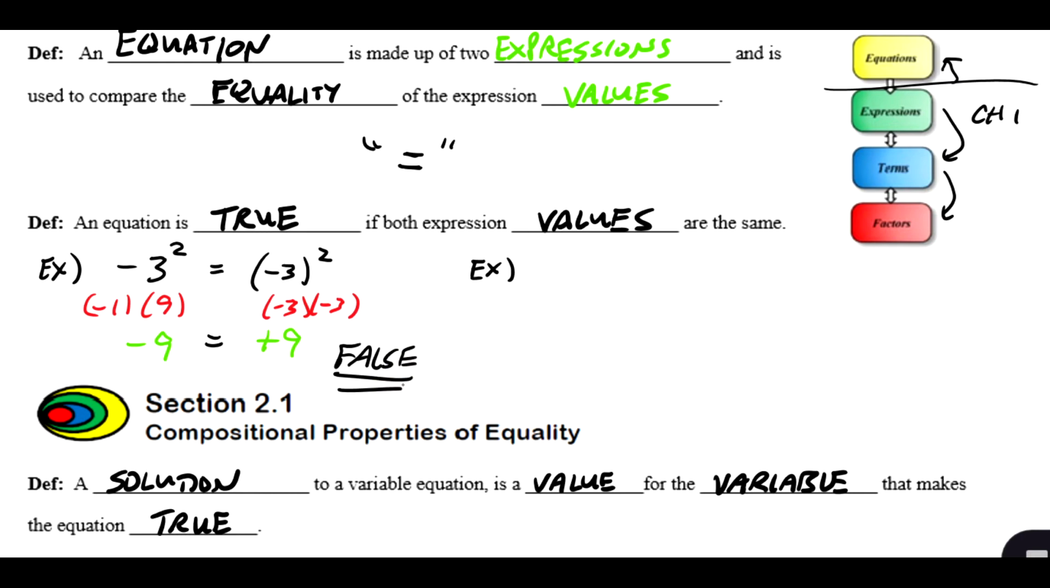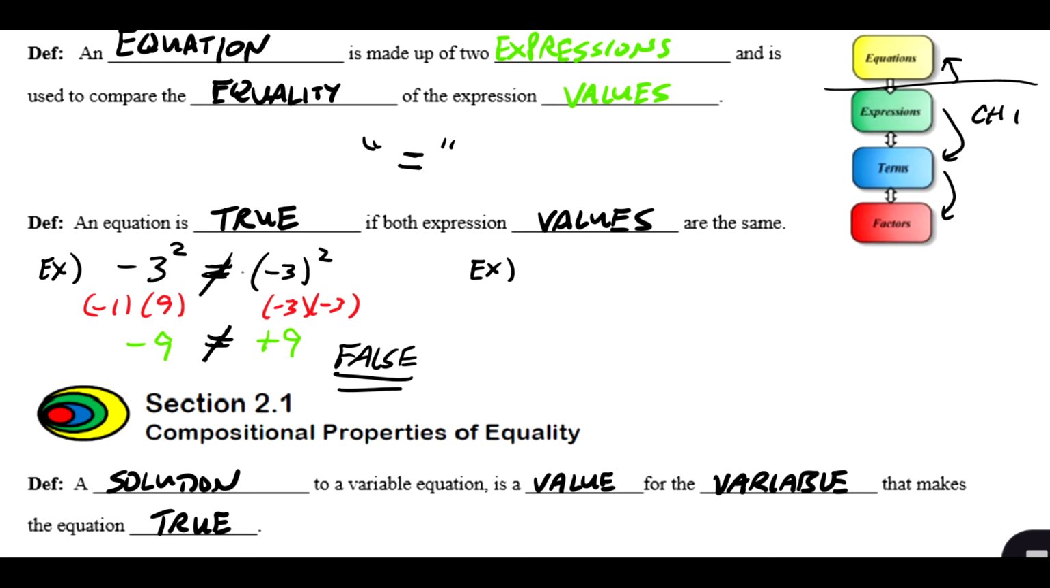A lot of times when you have a false equation, you might see a slash through the equal sign to show that it's false. So back up here, we could put a slash through that to show that it's false, or that they're not equal.